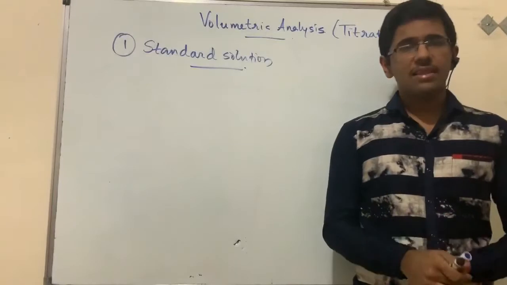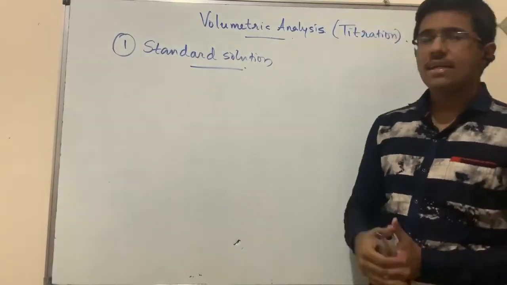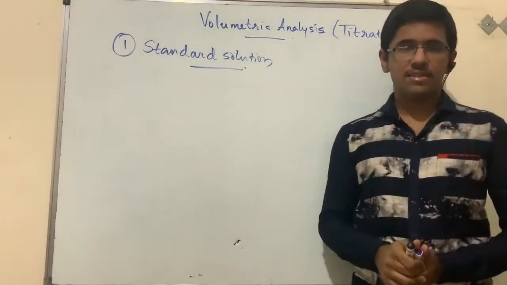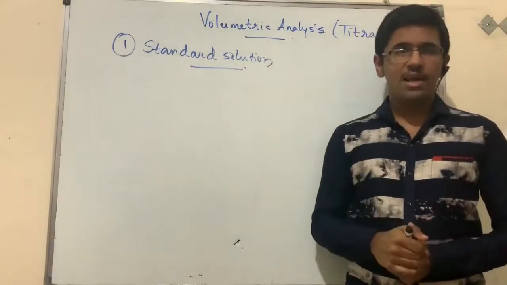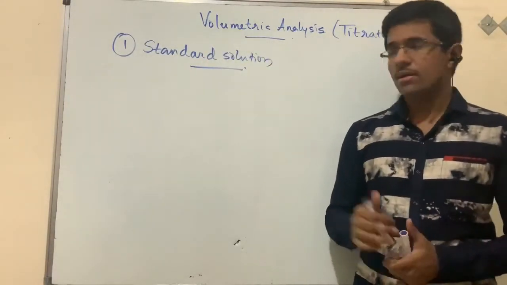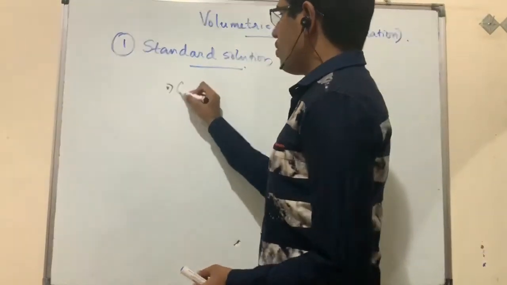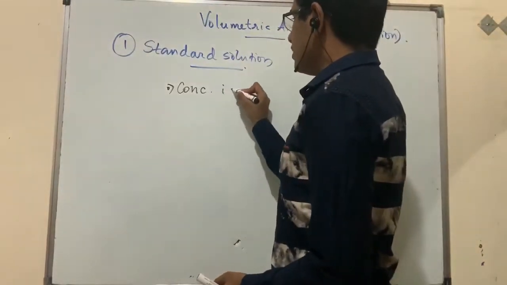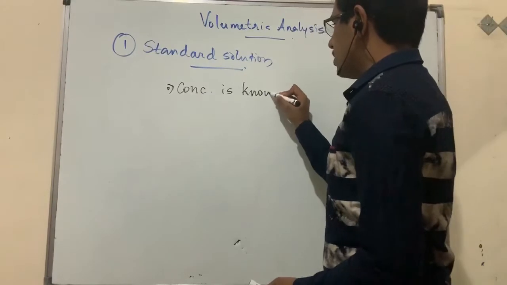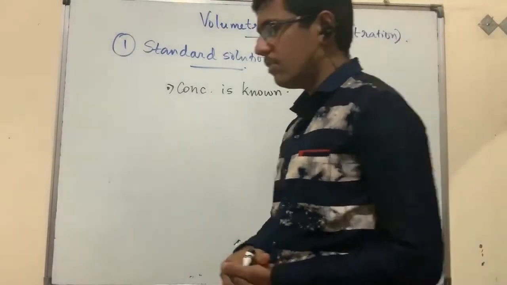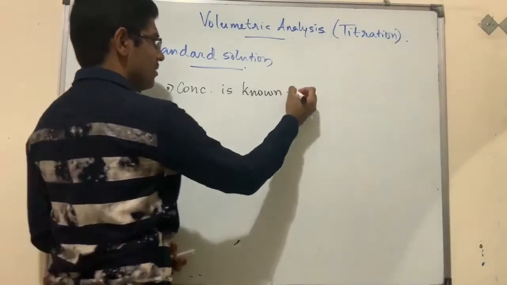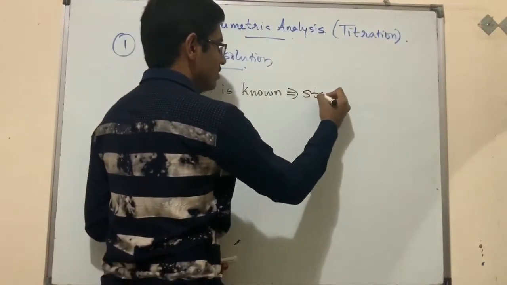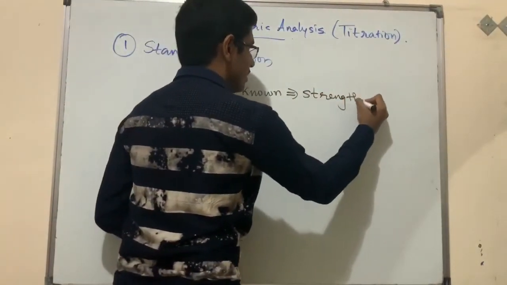A standard solution is nothing but a solution whose concentration is fixed. That means a standard solution is a specific type of reagent solution whose concentration is known. So we can write its concentration is known to us. This is the first point you have to include in a standard solution. Concentration is known, or we can say its strength is known.